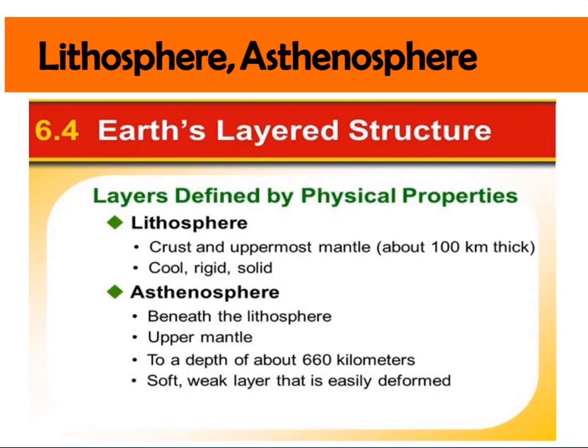Let us talk about lithosphere and asthenosphere. Lithosphere is the crust and the upper mantle, which is about 100 kilometers thick. It is cold, rigid, and solid. However, asthenosphere is beneath the lithosphere, composed of the upper mantle to a depth of 600 kilometers, which is a soft, weak layer that is easily deformed.